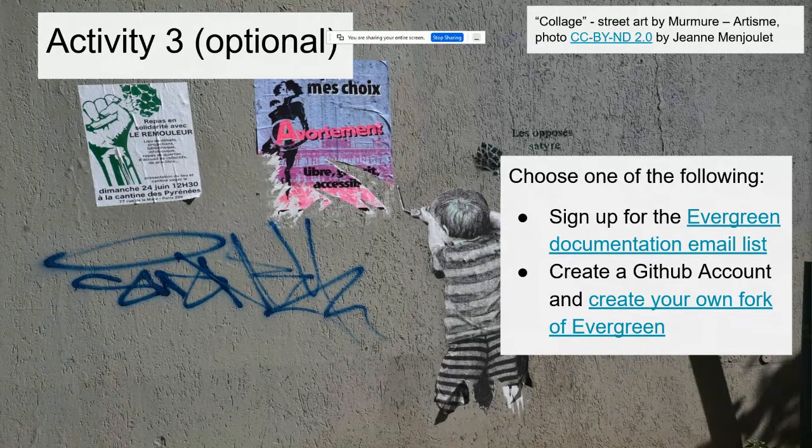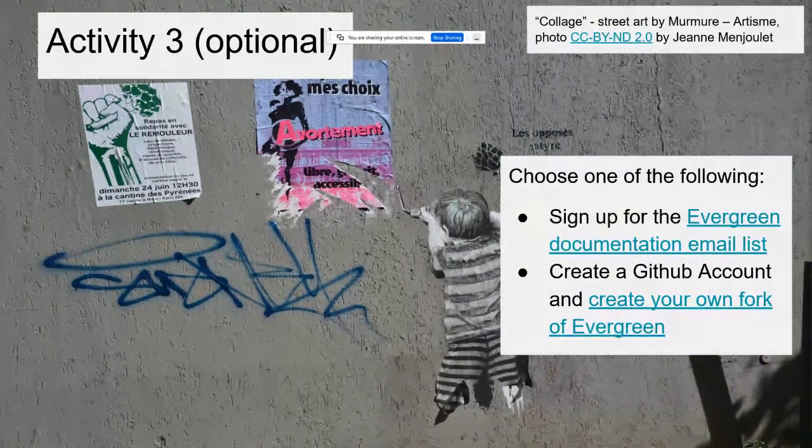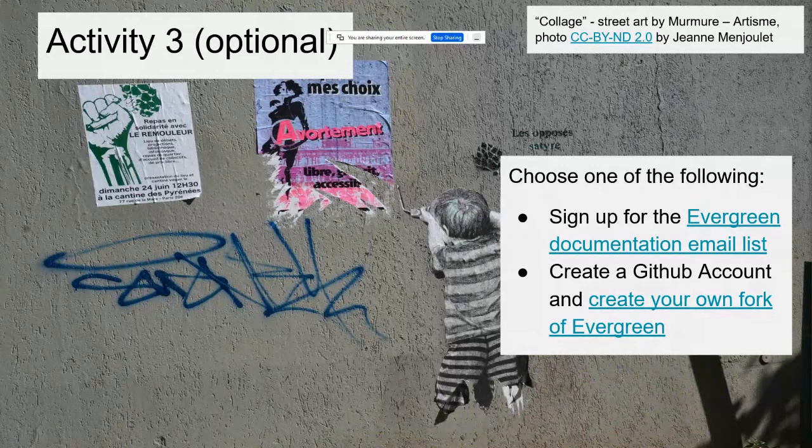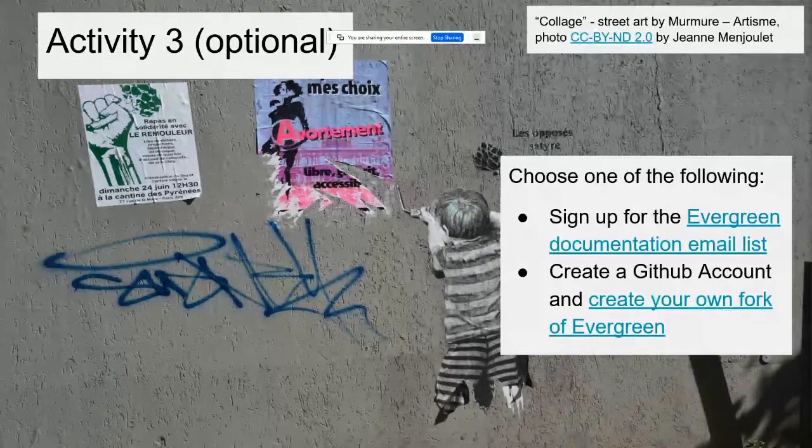Oh, and I see this question from Nicole. Nicole is asking, I'm sorry, but what is GitHub? GitHub is one of the places where we keep the code for Evergreen. It provides a place for us to house the code, but then also to have all sorts of communications about the code. So we can include pull requests, which are basically requests to say, change this piece of code. So it's both the code housing and also the communication piece. And the documentation is kind of mixed in there with the code as well.